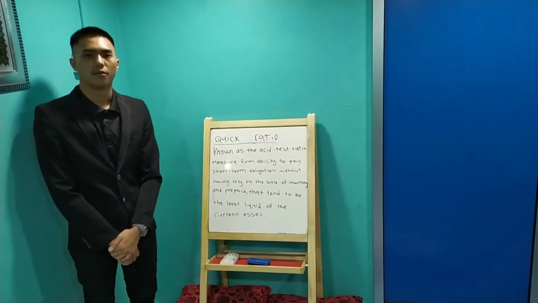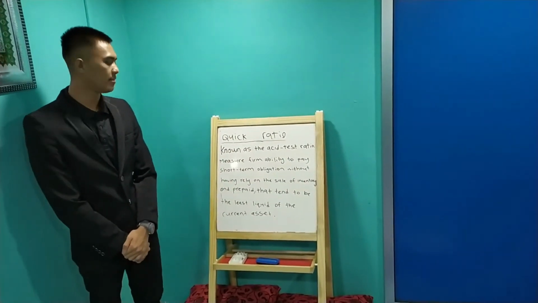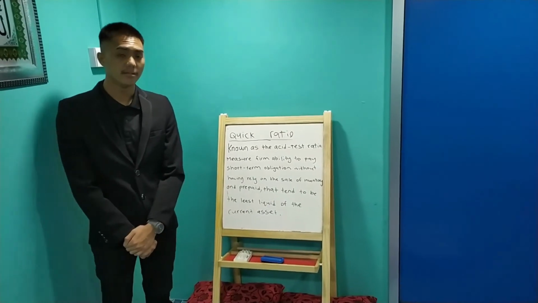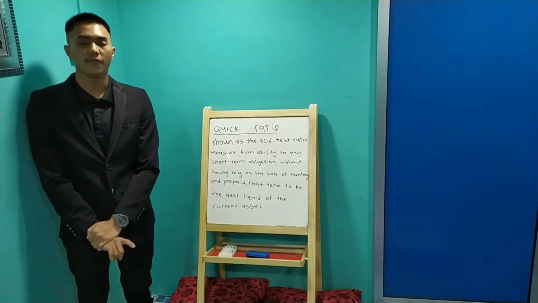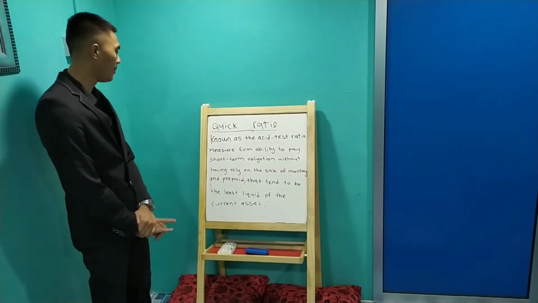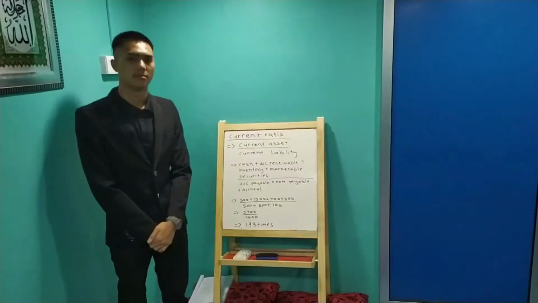assets. Okay, the next one is the quick ratio. Quick ratio is known as the acid test ratio. It is used to measure the firm's ability to pay short-term obligations without relying on the sale of inventory and prepaid items that tend to be the less liquid part of current assets.